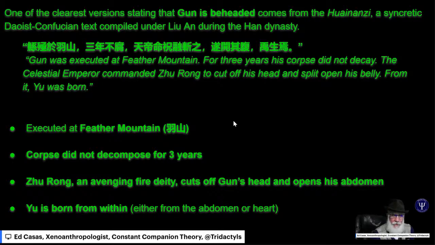And of course, we know that omega is the end of something, right? Alpha is the beginning of something. So are these related to this myth of Yu being born from Gun? And Yu also is Naga.